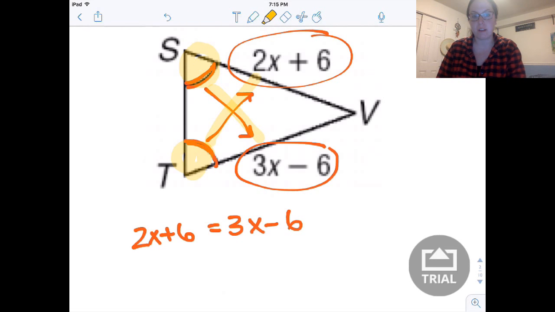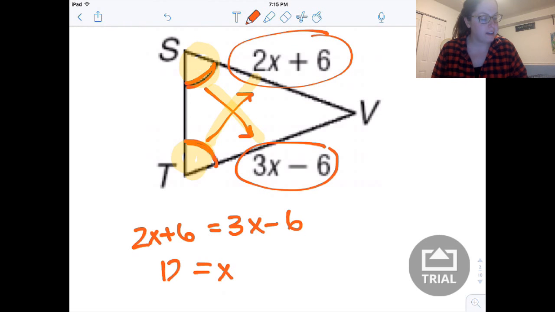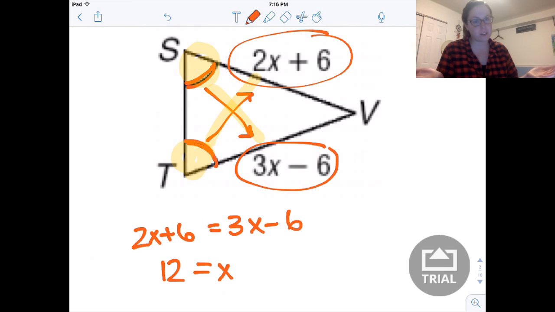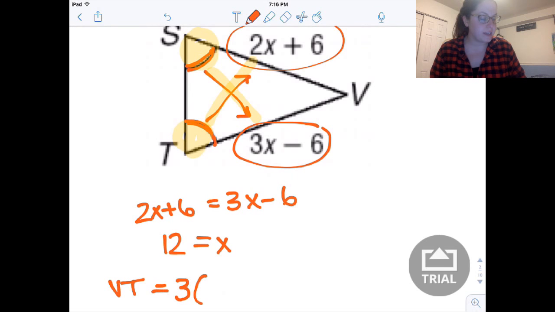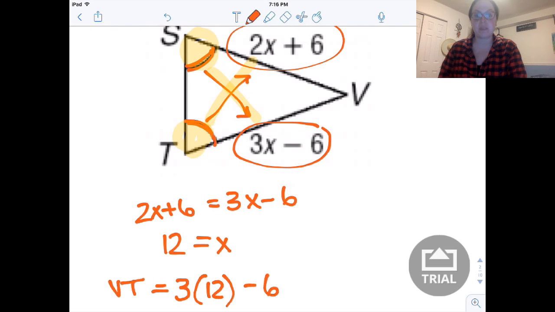So set those equal. I'm going to subtract 2x over and add 6 to the other side, so I get x equals 12. Now, often what you'll see on a question like this is not just solve for x, but you'll also see something like, what is the measure of VT? So if I wanted that, then I would say, okay, VT equals 3x minus 6. I know that x is 12, so it would be 3 times 12 minus 6. So that would be 36 minus 6, which is 30.